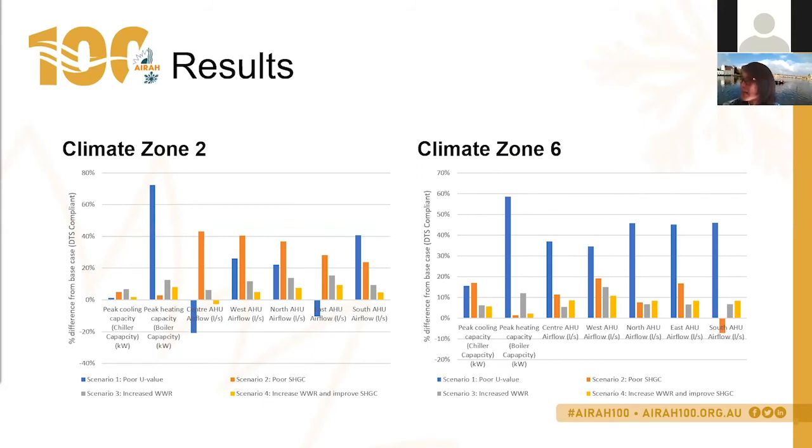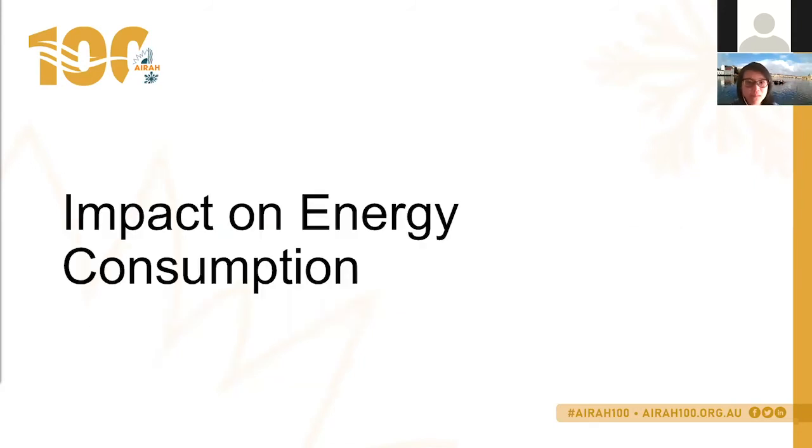We see similar trends in climate zone 6, except for the south, where with poorer solar heat gain coefficient you actually reduce the amount of airflow that's required, because now you let in more solar admittance.